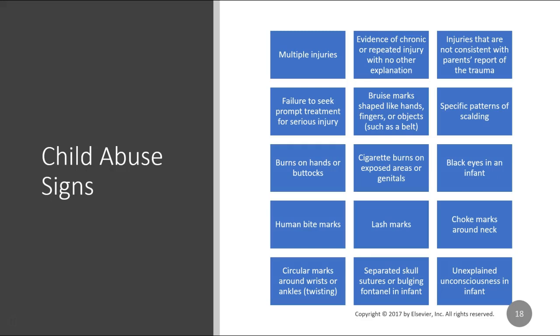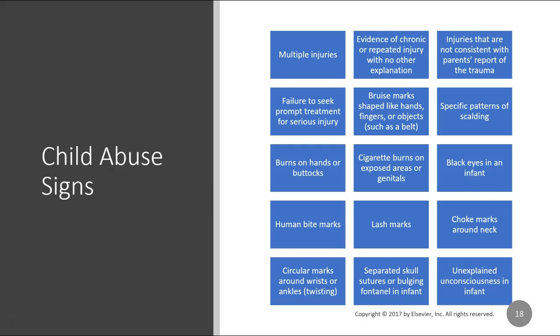All right, so child abuse signs: multiple injuries as evidence of chronic or repeated injury with no other explanation, injuries that are not consistent with the patient's report of the trauma, failure to seek prompt treatment for serious injuries, bruise marks shaped like hands, fingers, or objects such as a belt, specific patterns of scalding, burns on hands and buttocks, cigarette burns on exposed areas or genitals. That is the saddest thing I've ever seen, burn marks on little boys. It's just the saddest thing ever.